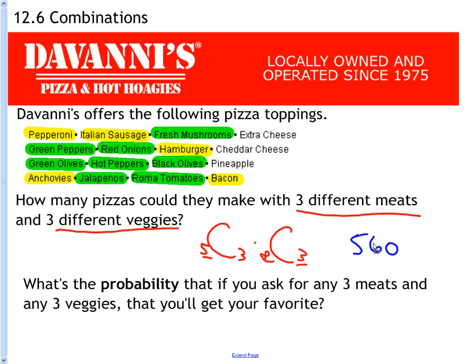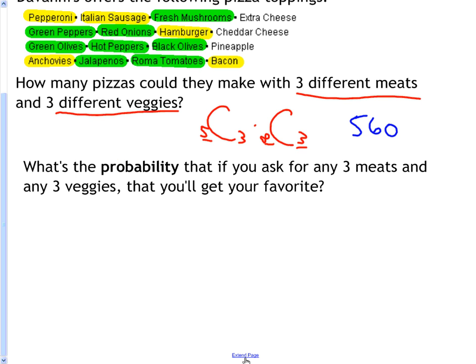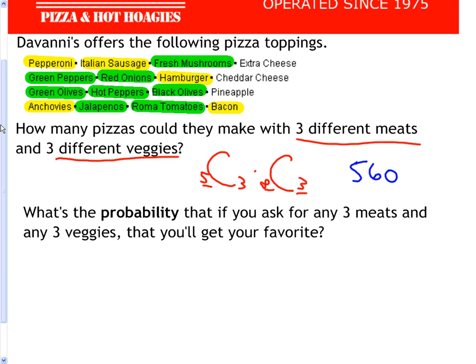But of course, the only difference might be that one has mushroom and one didn't, for instance, or one had mushroom and the other person had black olives. All right, so then I haven't even asked you a probability question yet, but this is a probability question. What's the probability that if you ask for any 3 meats and any 3 veggies that you'll get your favorite? Well, if you have a favorite, everybody for just a second, write down what your choice would be. I'm just curious to see if you had these to choose from, what would be your favorite?